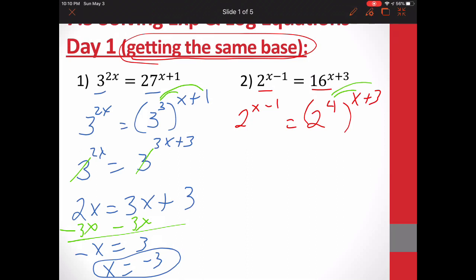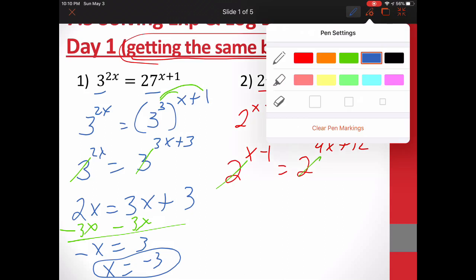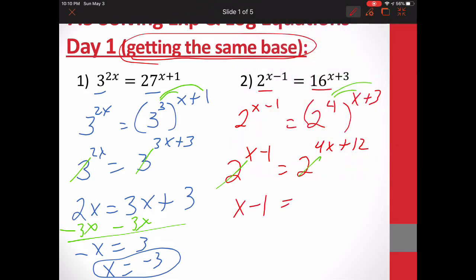Don't forget that. That's the big one now. That's the thing that everyone messes up on, the distributing part. So we're going to go 2 to the 4x plus 12. And again, you don't have to cross it out, you just do it. Now you can just say x minus 1 equals 4x plus 12.